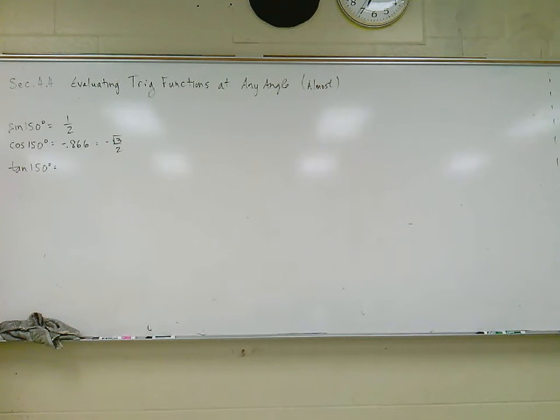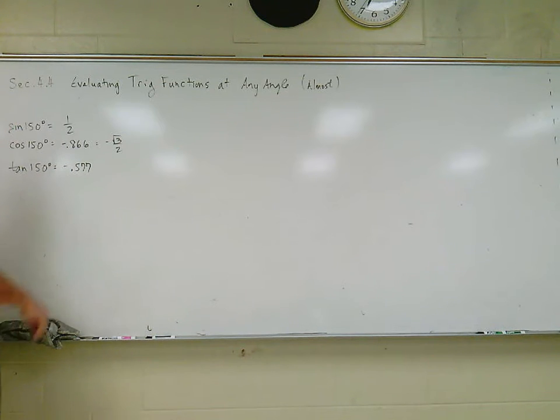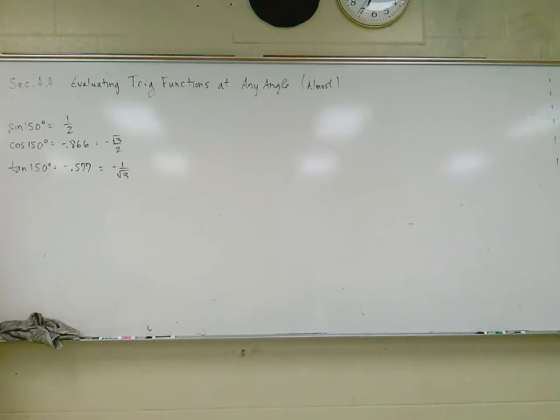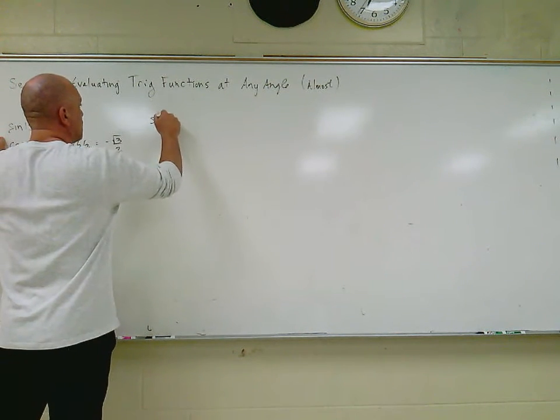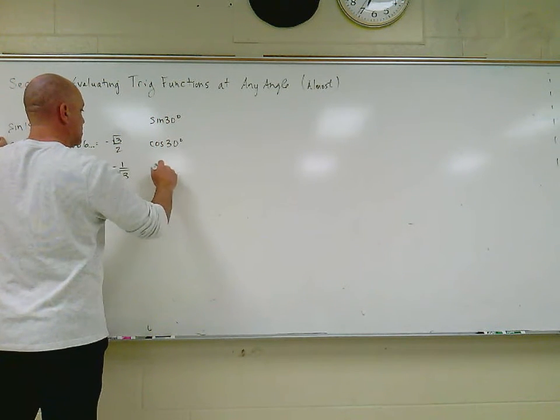And then your last answer, tangent of 150, you got what? Negative 0.577. Well, if you look, we know tangent is sine over cosine. It should be 1 over negative square root of 3. So that is negative 1 over square root of 3. These are synonymous. I mean, these are the same value. And these are decimals that keep going. So I want you to do sine 30, cosine 30, and tangent 30 on your calculator.